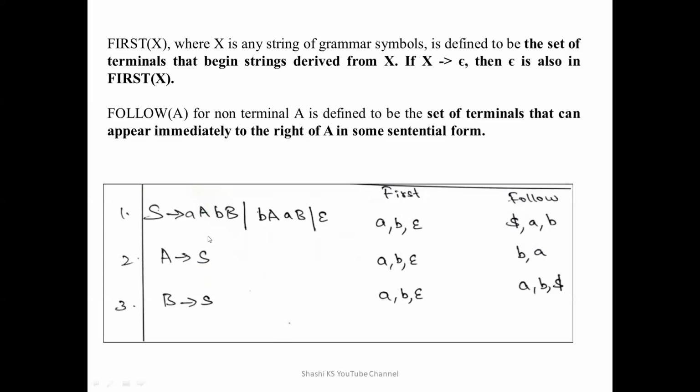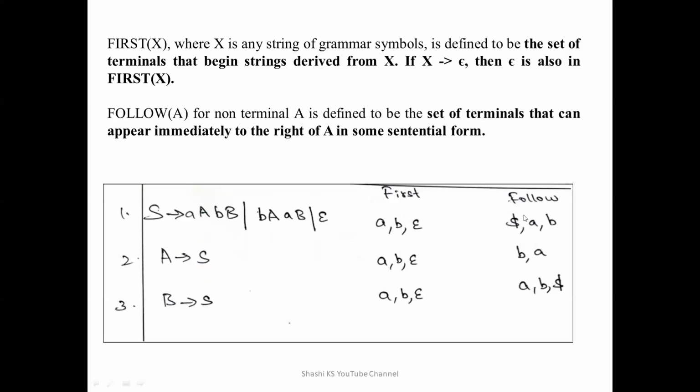So the first set for S: S can derive small a, S can derive small b, S can derive epsilon. So the first set of S is a, b and epsilon. For the first set of A: A derives S and S can derive a, b or epsilon. So the first set of A is again a, b and epsilon. Similarly, B can derive S and S can derive a, b and epsilon. So the first set of B is a, b and epsilon.